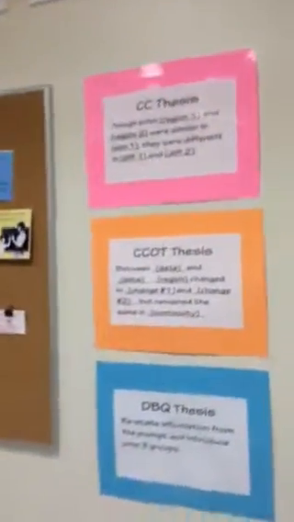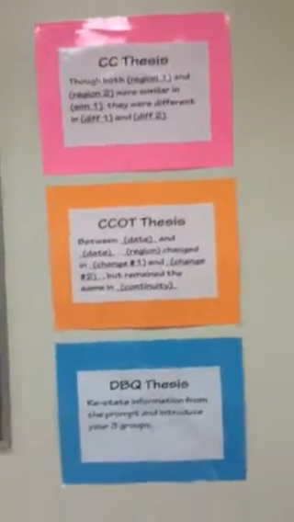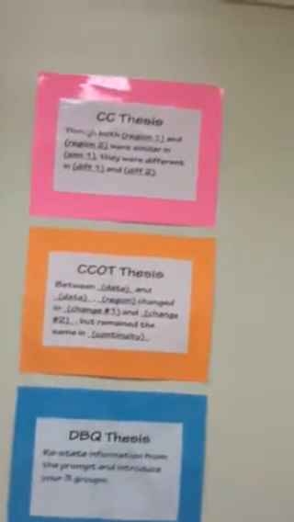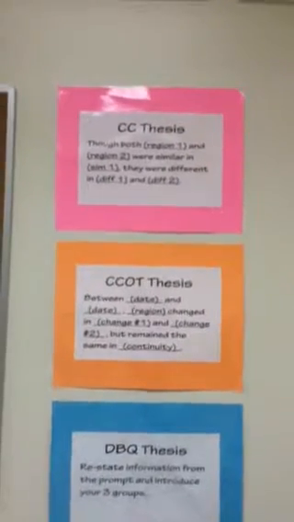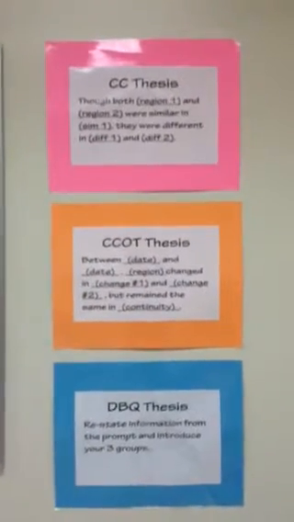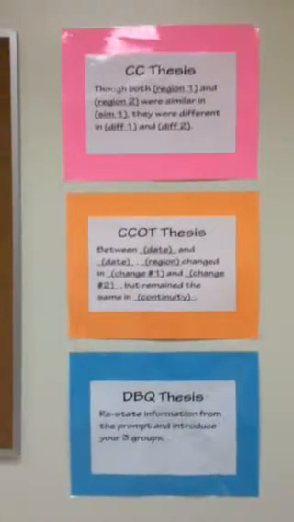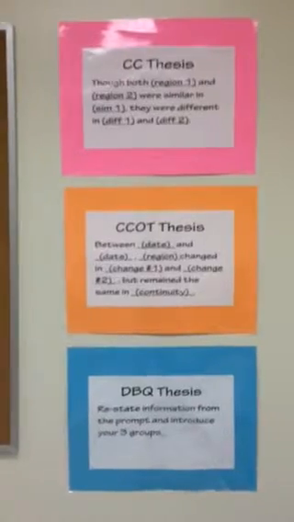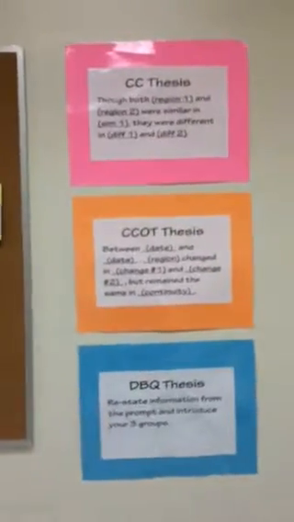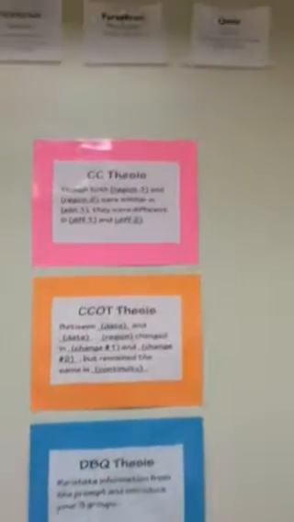Here's another anchor chart. These are the 3 thesis statement formulas that we use to sort of start off learning about the 3 AP World History essays. So those are those. I have also, I'll show you in a minute, corresponding rubrics for each of those essays that are in the same color, so it's all color-coded.